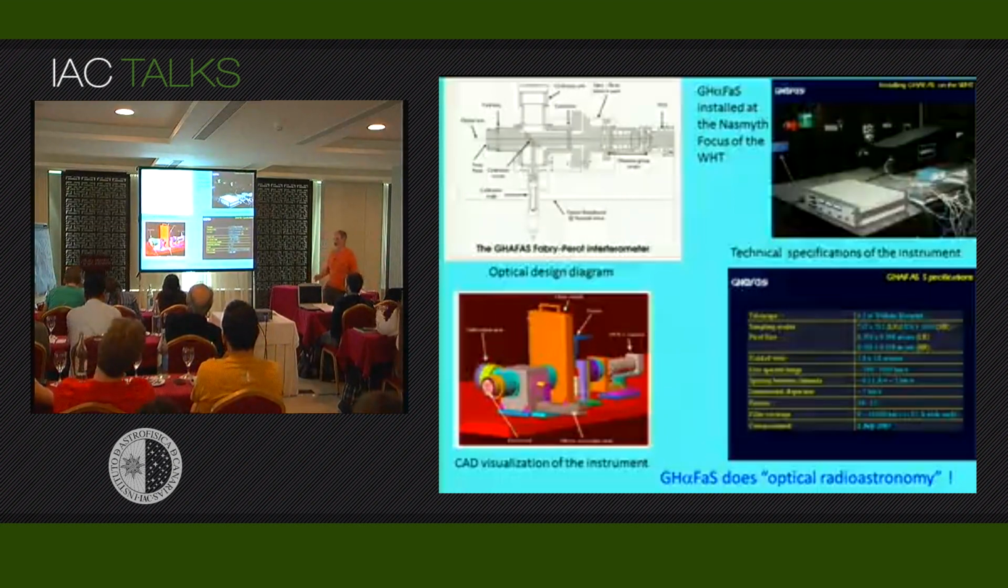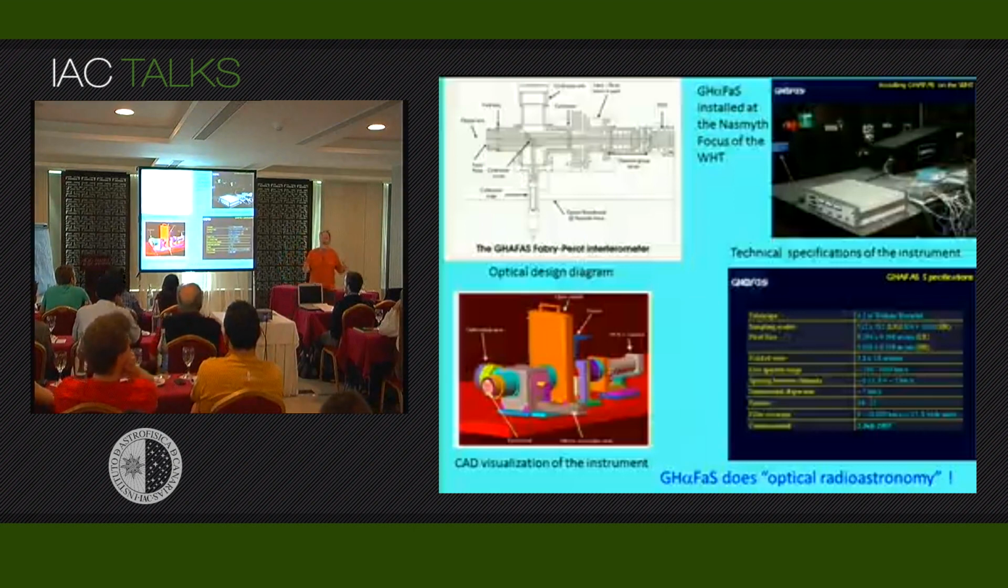It's a Fabry-Perot spectrometer. Here are the technical things. Actually, it's a very neat, compact instrument. And what it does is optical radio astronomy. Because what we are doing when we look at galaxies with it, we are making a map of a galaxy in a single emission line with high resolution spatially and spectrally. So we get the same as a 21 centimeter map in terms of spectral, well, better spatial resolution.